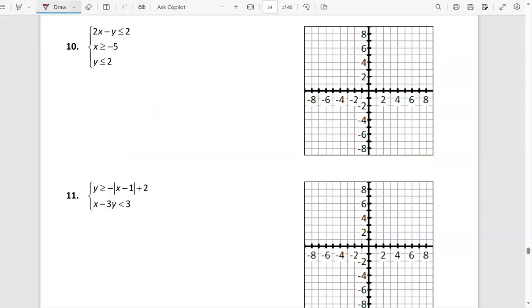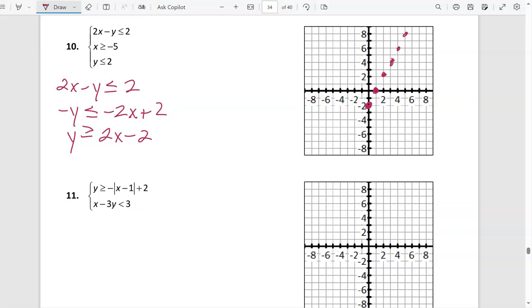Now let's look at the system in number 10, which has 3 inequalities. Let's take the first one. 2x minus y is less than or equal to 2. I'm going to solve it for y. So subtract 2x from both sides, and now divide through by -1, which changes the direction of the inequality. The boundary line has a y-intercept of -2 and a slope of 2.